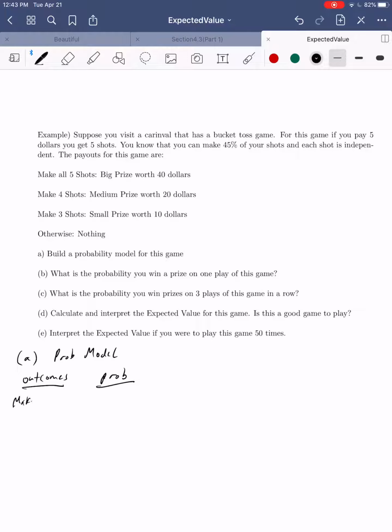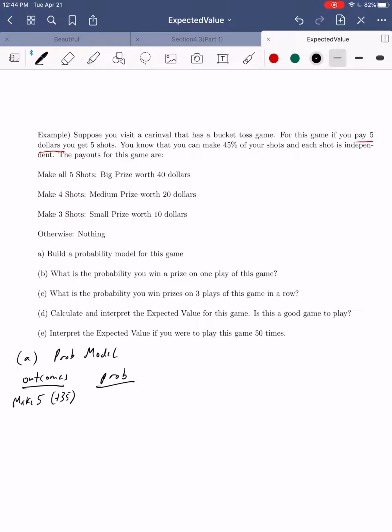Well, if you make 5, it would be worth $40. Is that really the outcome to us, though? Well, we got to be very careful here. The first thing we should recognize is that this game costs you just to play. So it says for this game, you pay $5. So we need to make sure we take that into account. So if you think about it, this big prize, well, you pay them $5 and then they give you something worth $40. So what is that to you? Well, we would consider that a plus 35.